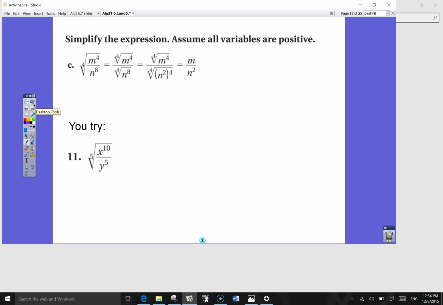So in this problem, you can see that we are taking a root where the index actually divides evenly into the exponents. So that means everything's going to come outside of the radicals. You could see how they do it again. They don't have to do anything to the m to the 4th, but they take n to the 8th and make it n squared to the 4th. Now they've got the index matching the exponent, so they pull out the n squared.